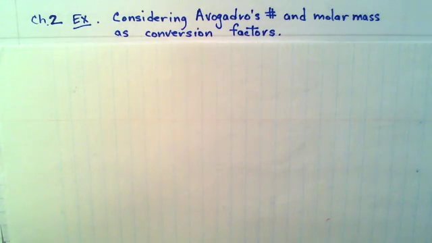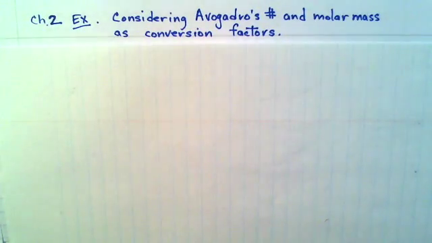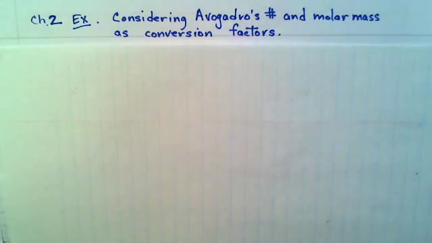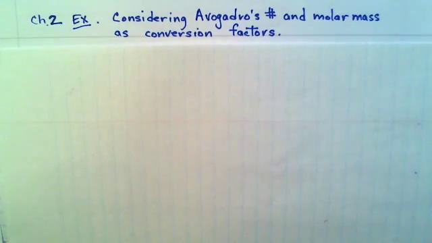So we've been talking a lot about conversion factors and using them in our calculations, and getting used to doing these conversion pathways and streamlined calculations where units cancel. Now, in Chapter 2, we consider Avogadro's number and the molar mass as conversion factors in our calculations.